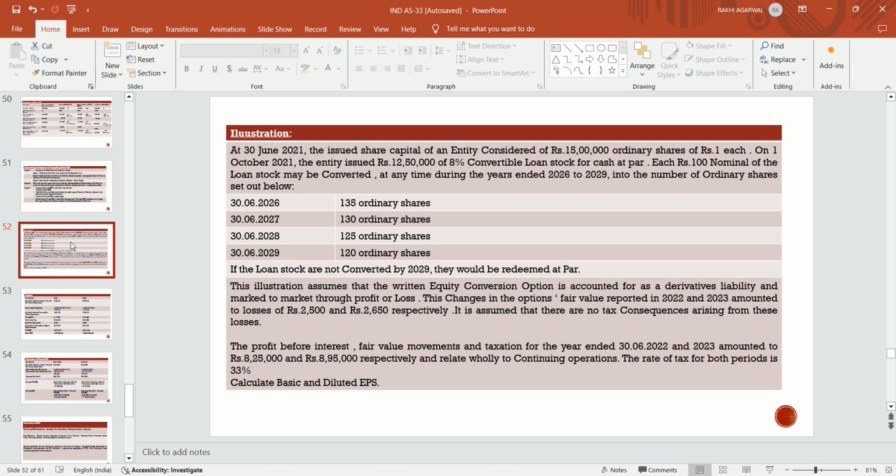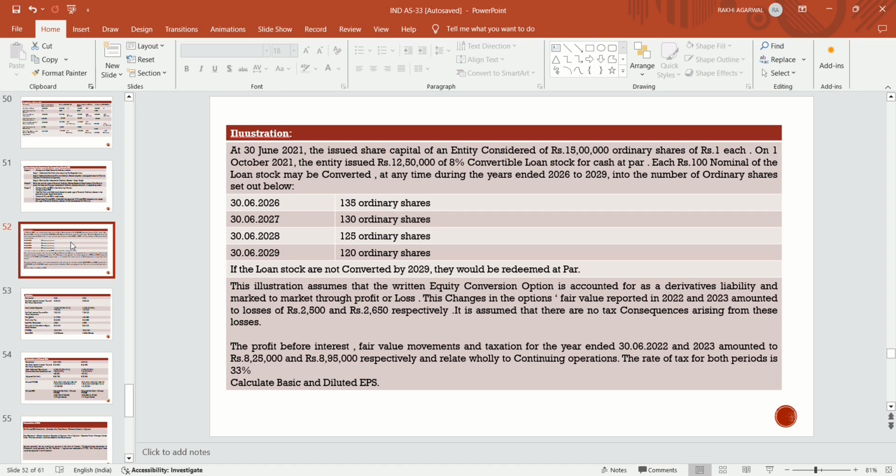These illustrations assume that the equity conversion option is accounted for as a derivative liability and marked to market through profit and loss. Changes in the option fair value reported in 2022 and 2023 amounted to losses of rupees 2,500 and 2,650 respectively. In 2022, there is a loss of 2,500. In 2023, there is a loss of 2,650. It is assumed that no tax consequences arise from these losses. The profit before interest, fair value movement and taxation for the years ended 30th June 2022 and 2023 amounted to rupees 8,25,000 and 8,95,000 respectively. It relates wholly to the continuing operation.